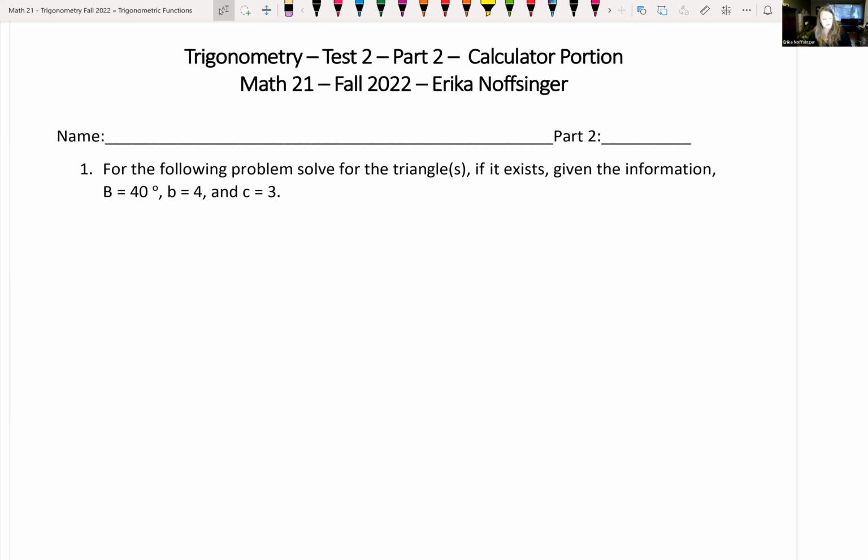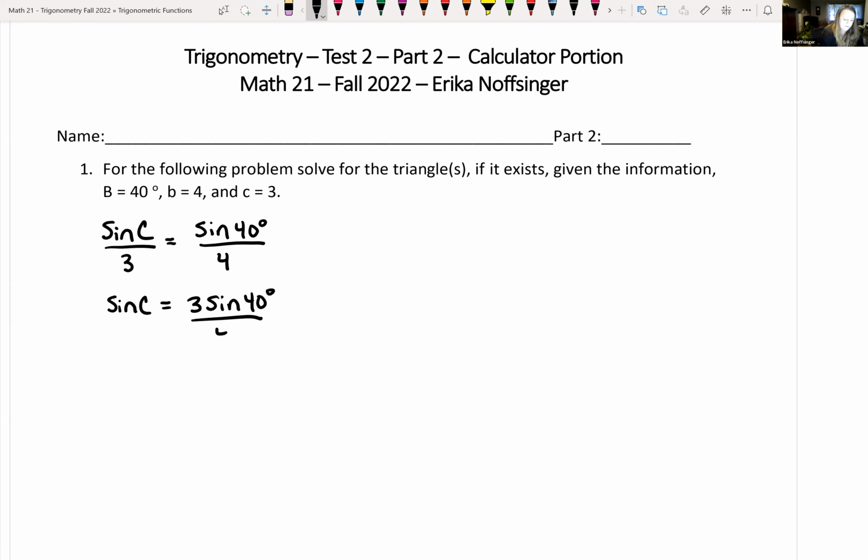We are going to first look for angle C. And so we know that sine of angle C all over side C, which we're given was 3, is equal to sine of 40 degrees all over side B, which is 4. So let's multiply both sides by 3. So we get sine of C is equal to 3 sine of 40 degrees all over 4.